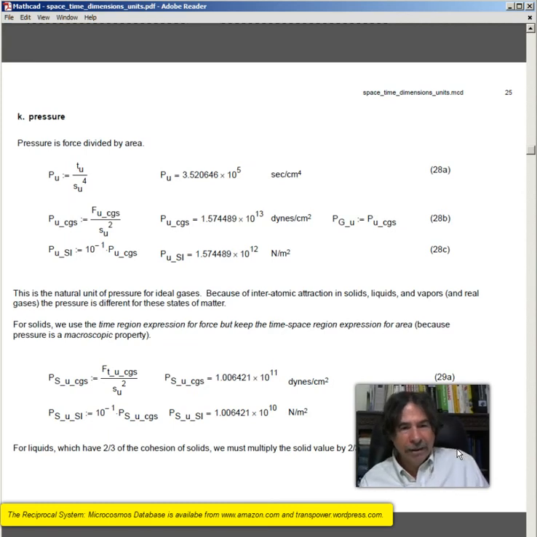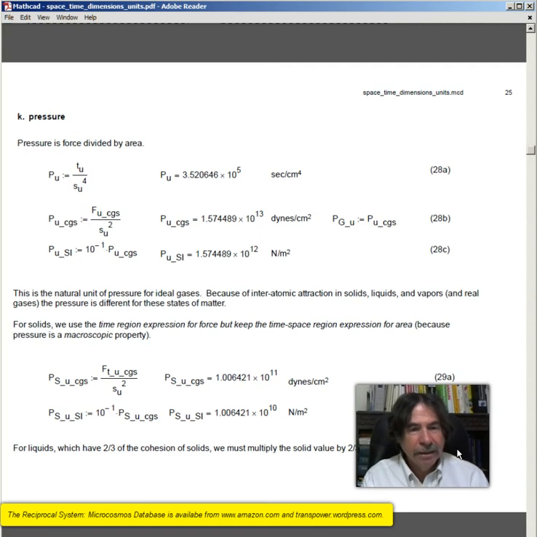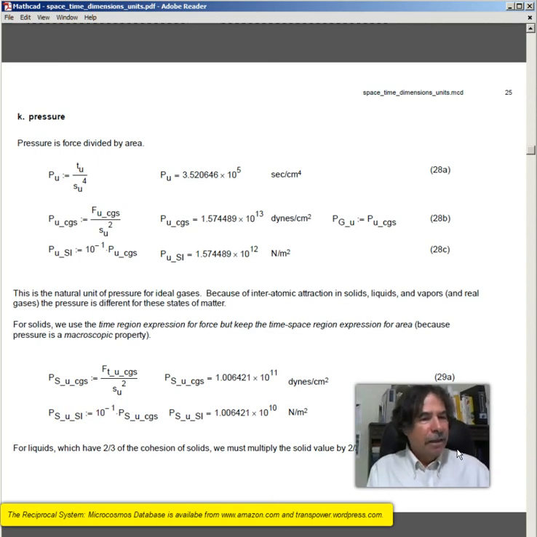Pressure is force divided by area. So here we have the natural value, then we have the time-space region value. This is the natural unit of pressure for ideal gases. Because of the interatomic attraction in solids, liquids, and vapors, the pressure is different for these states of matter. For solids, we use the time region expression for force, but we keep the time-space region expression for area because pressure is a macroscopic property. Curious but true.